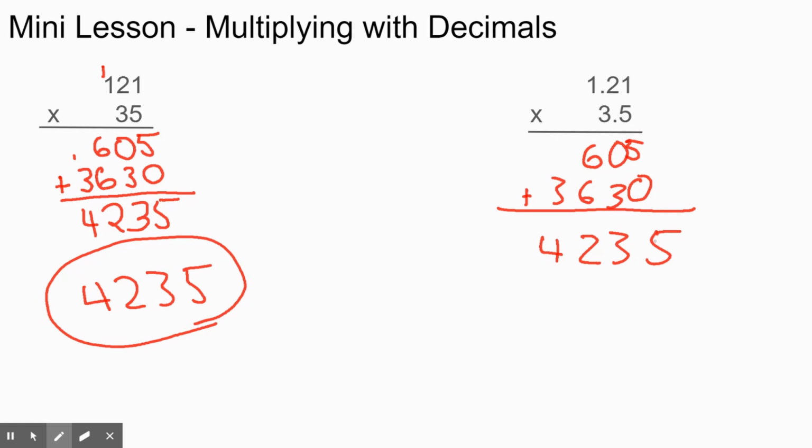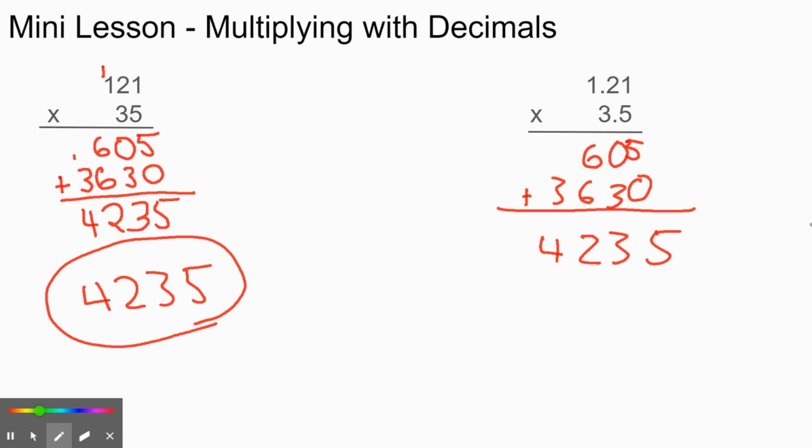Now, this is where it gets a little bit different. Obviously, 1.21 and 121 are very, very different numbers. If we multiplied something that's kind of close to 1 and something that's kind of close to either 3 or 4, whichever way you want to think about it, it doesn't make sense that such small numbers would give us such a big number. So that means we have to do one more step.